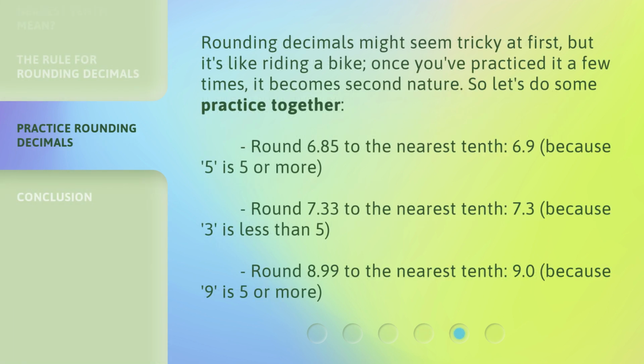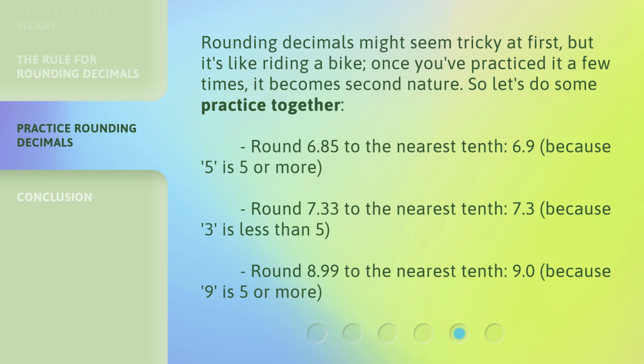Rounding decimals might seem tricky at first, but it's like riding a bike. Once you've practiced it a few times, it becomes second nature. So let's do some practice together. Round 6.85 to the nearest tenth. 6.9, because 5 is 5 or more.